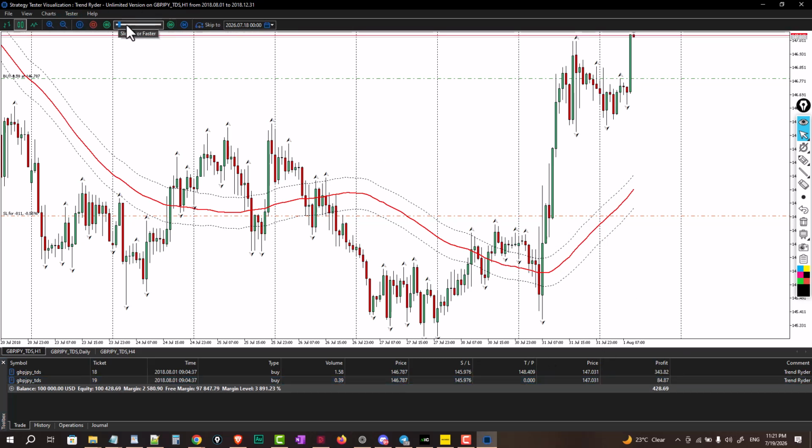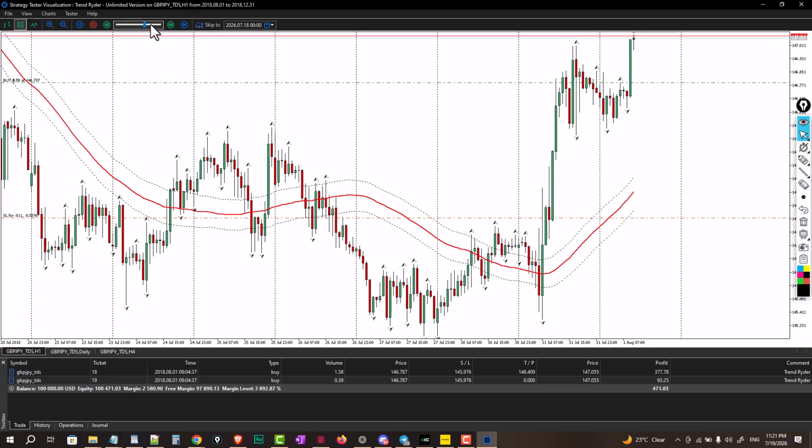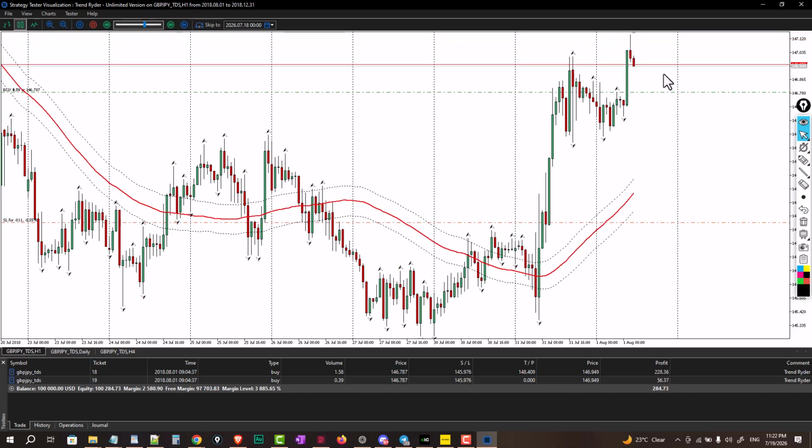Now I can increase or slow the speed of the simulation. So now you can see that when I clicked somewhere around here, it reduced the speed of the simulation and it's now going a lot slower than it used to. But if I click somewhere here, you'd see that the speed of the simulation has increased.